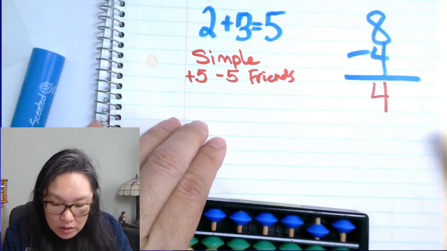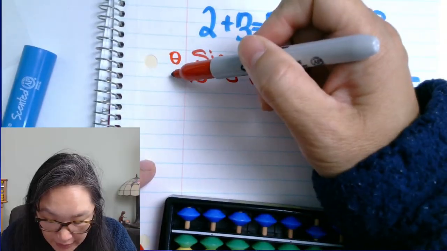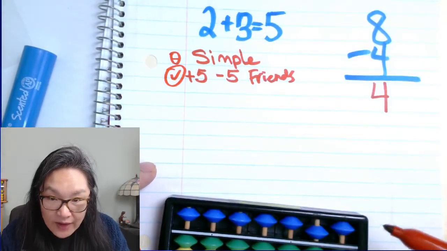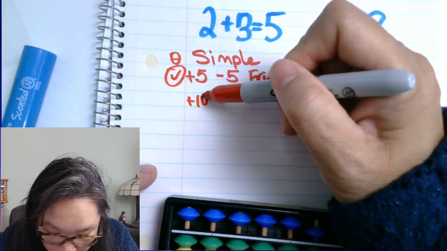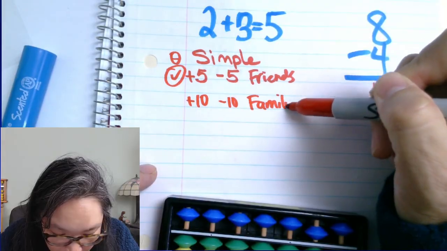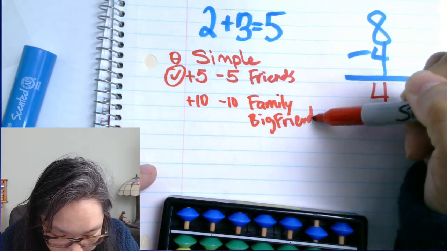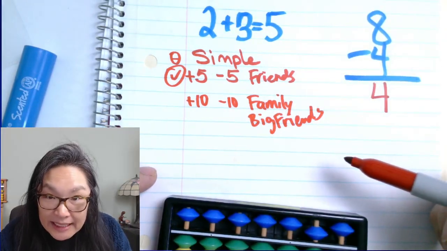Going back to here. Once you know how to do simple, after that you know how to do the plus 5. After the plus 5, you need to understand how to minus the 10 and plus the 10. Some people call it family, some people call it big family. Big friends, I'm sorry, big friends. I'm calling it making a 10.